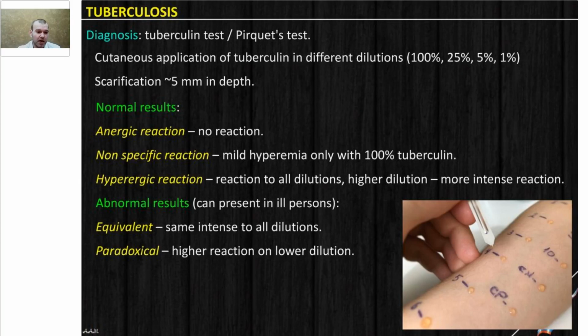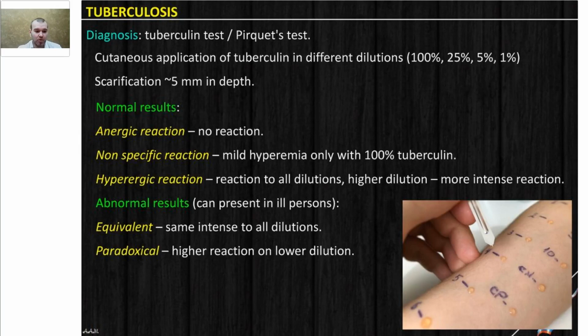And we have hyperallergic reaction, when you can see a reaction at any dilution, but the zone of redness, the zone of hyperemia, is proportional to the concentration of tuberculin. It means that the 100% solution will give you the higher zone of allergy, less concentration, less zone of allergy. Usually it is again observed in healthy people who were vaccinated before.